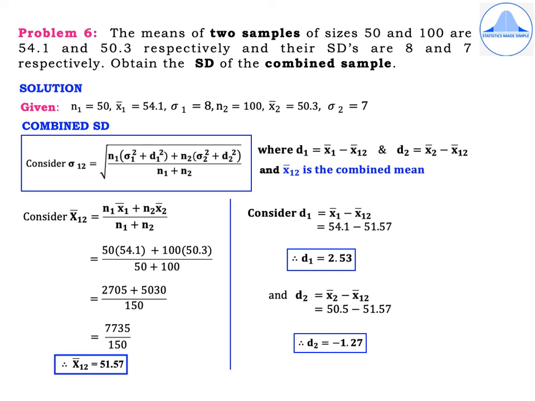Let us now calculate d1, which is x bar 1 minus x bar 1 2, which is 54.1 minus 51.57, which gives d1 equal to 2.53. And d2 is equal to x bar 2 minus x bar 1 2, which is equal to 50.3 minus 51.57, or you get d2 equal to minus 1.27.